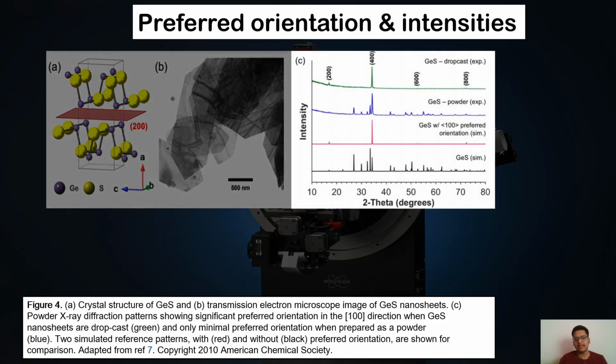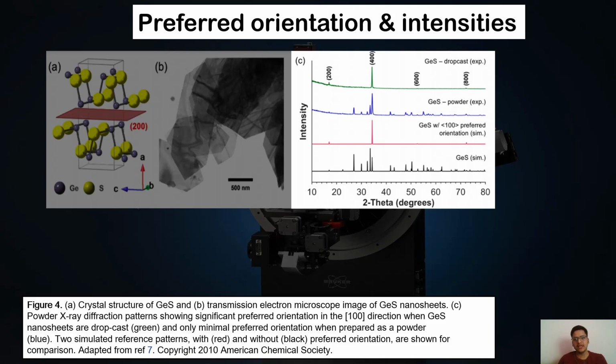In the C, we have simulated the germanium sulfide, and then we tried to do it experimentally just to see how close the theoretical one is to the experimental one. So you can either allow a certain preferred orientation, or you can minimize it.